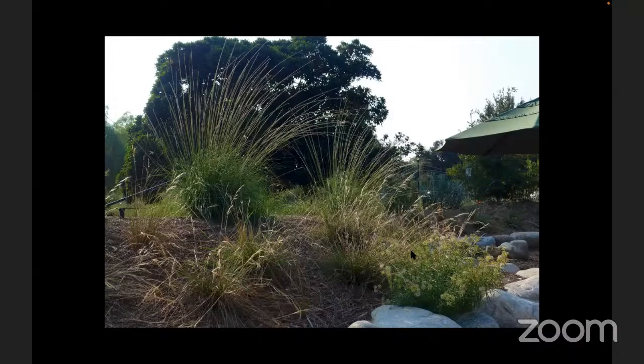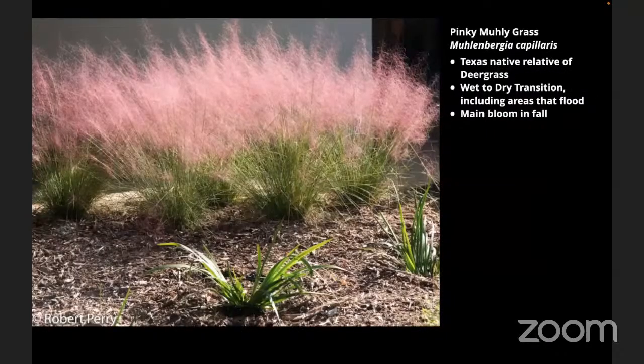grasses intermixed. Deer grass has a Texas native cousin that's pretty tough, more of the water twice a week in the summer in most gardens around here. I mean, sorry, twice a month instead of once a month. And wet to dry transition areas.